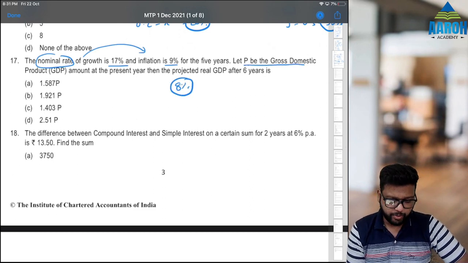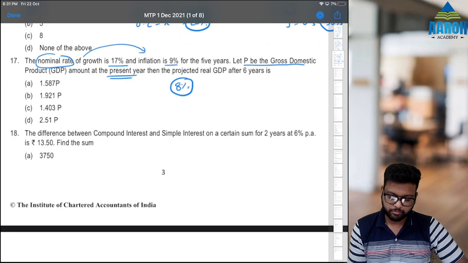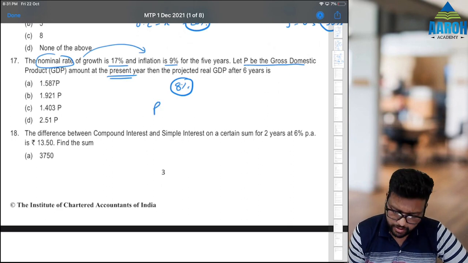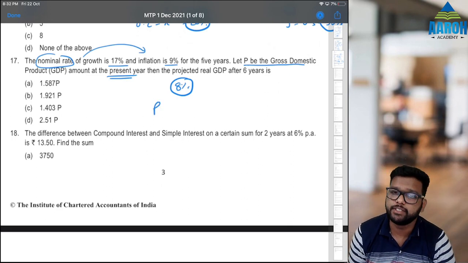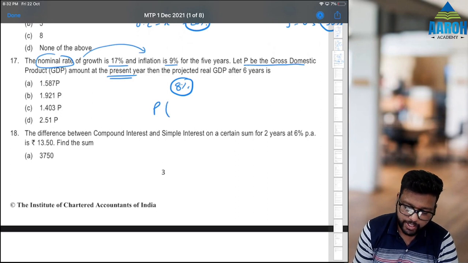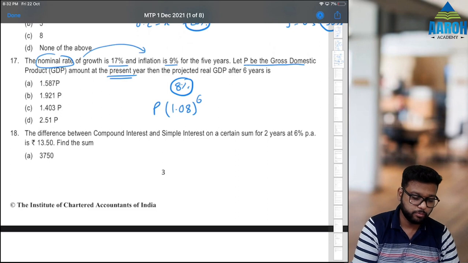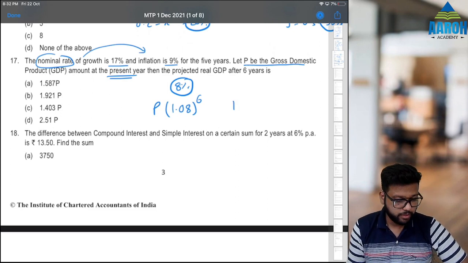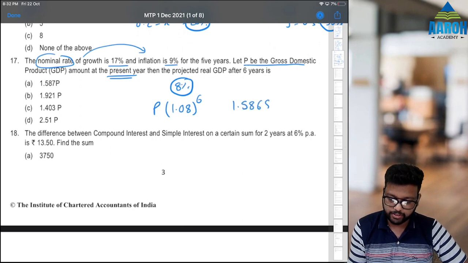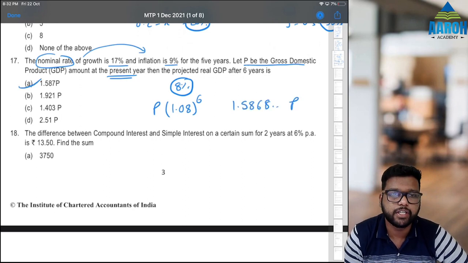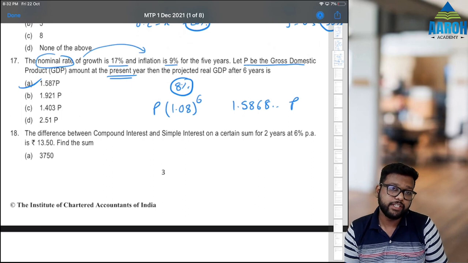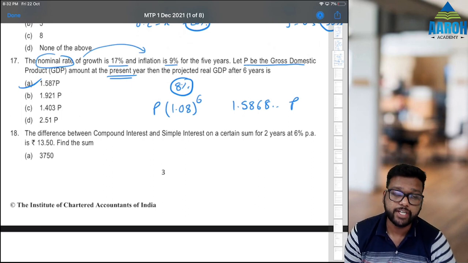Let P be the GDP at the present year. P, principal, GDP. Then projected GDP after 6 years is, so after 6 years it will be what? P into 1 plus I raised to n. So 1.08 raised to 6 into P, which is 1.5868 something P. So option A is the correct answer. So this is a very easy question, but you should know the concept of real rate of interest for that.